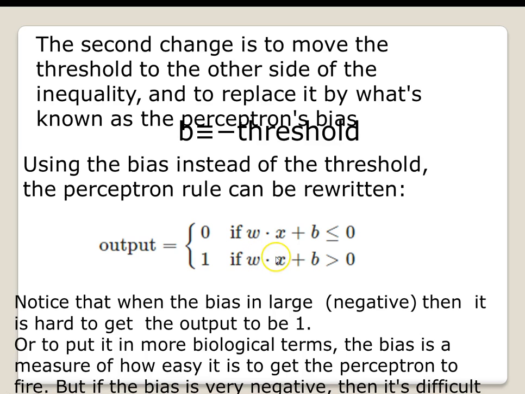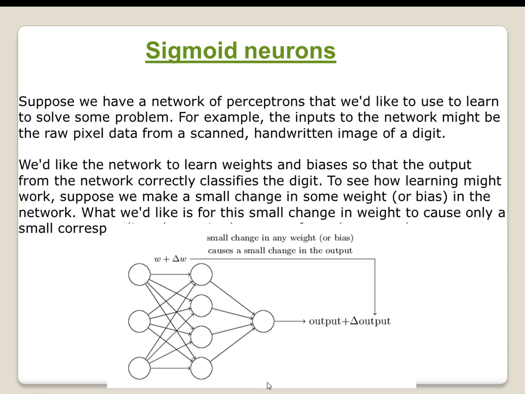On the other hand, if b is small, then it won't be so hard to fire. Or to put it in more biological terms, the bias is a measure of how easy it is to get the perceptron to fire. So if it's large and negative, it's not easy. If it's positive or small, it's easier. Any questions so far?